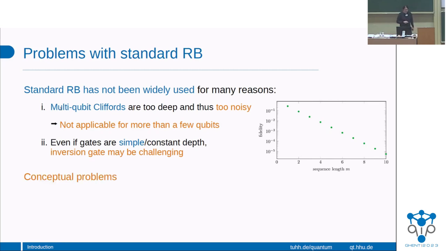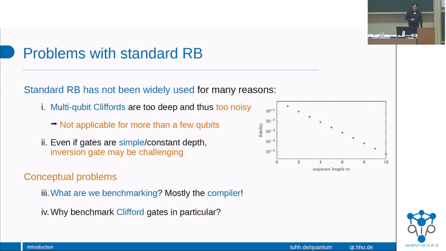In my opinion, there are even more problems of conceptual nature. For one, the compiler is an essential ingredient of the benchmarking protocol. So multi-qubit Clifford gates have to compile to native gates, and how well this compiler works is a critical component of your benchmark. And especially in the NISQ era, Clifford gates are not really special, so why should we use them in the first place?